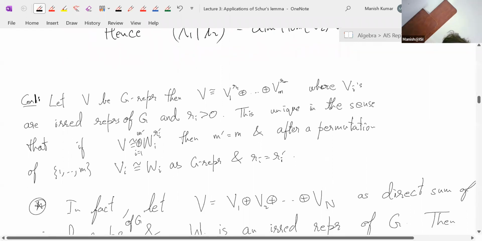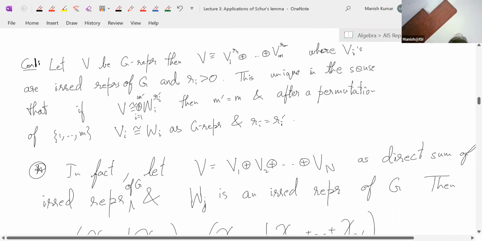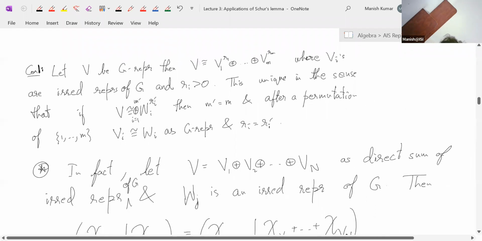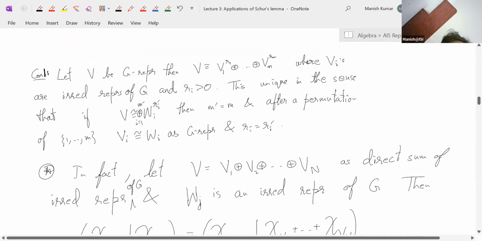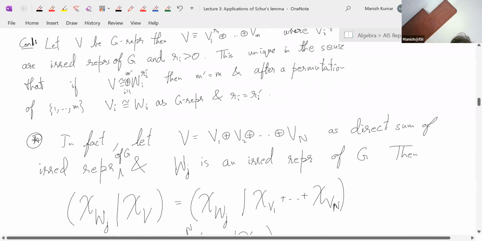Well, you can write V as a direct sum of irreducible representations like this, where the Vi's are some irreducible representations, and you want to compute basically Ri for each irreducible representation. So what you do is take Wj as an irreducible representation of G. Then what you do is compute chi Wj, chi V.